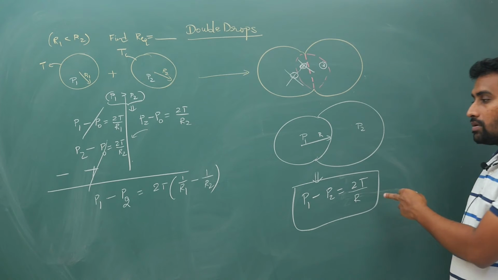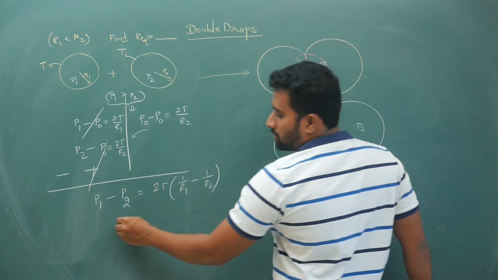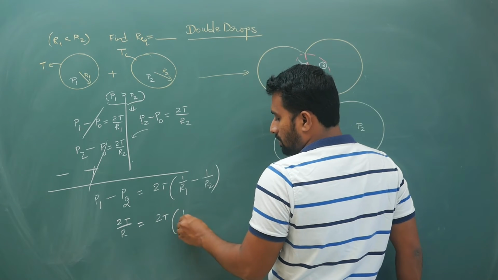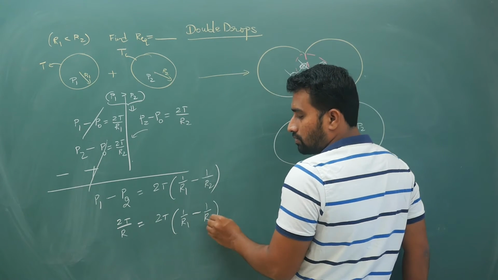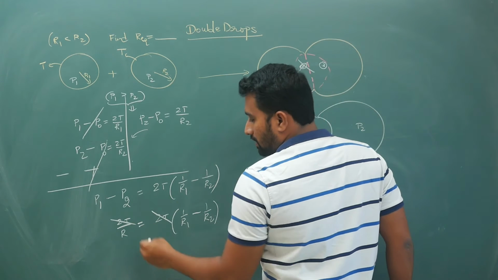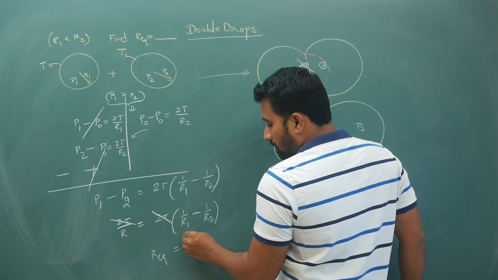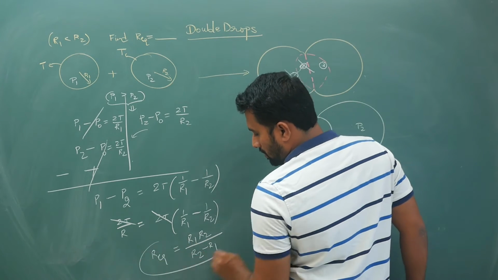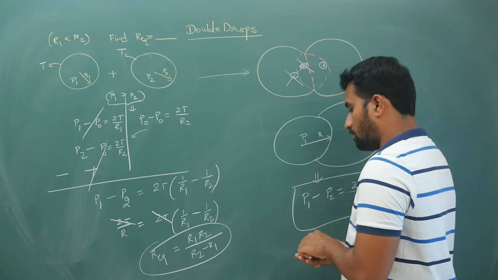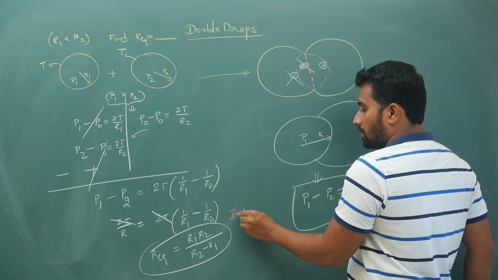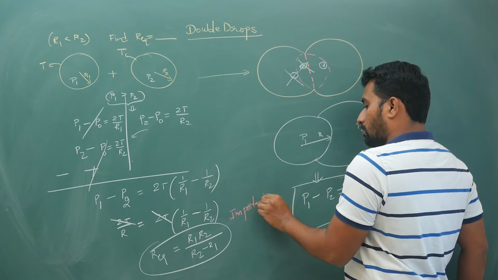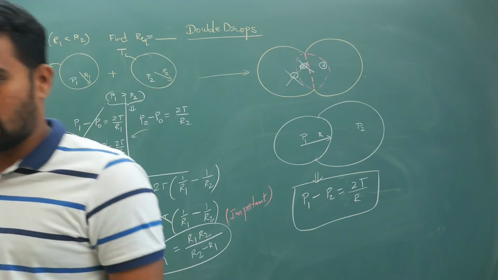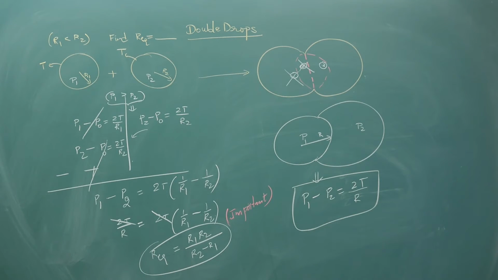From here, what is this? This is 2T by R. So substitute it here. 2T by R is equal to 2T times 1 by R1 minus 1 by R2. From here 2T will cancel off. R equivalent is R1 R2 by R2 minus R1. Remember this result, it is important. Please do remember it. The end result is important.